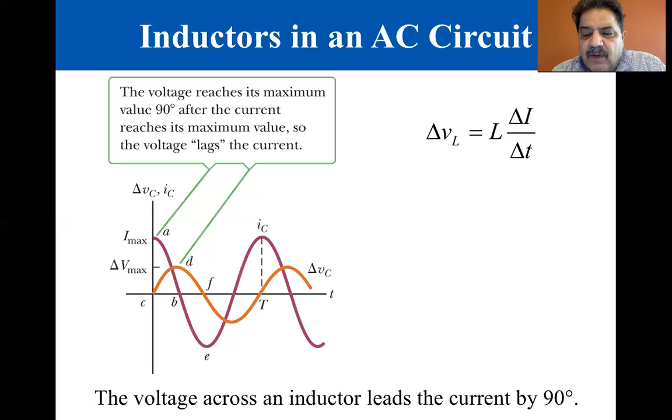Take a look at point A on the current curve. Here, the current is beginning to increase in the positive direction. At this instant, the rate of change of current, the slope of the current curve, is at a maximum. And we see from the equation here that the voltage across the inductor is also at a maximum. As the current rises between points A and B on the curve, the rate of change of current gradually decreases until it reaches 0 at point B. That means the voltage across the inductor is decreasing during this same time interval, as you can see by the segment between C and D on the voltage curve.